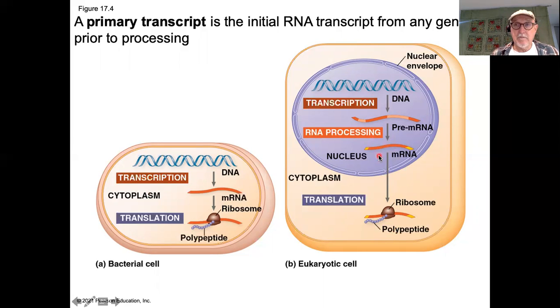So in the eukaryotes, we don't have this feature of ribosomes immediately grabbing hold of messenger RNA and starting translation. Instead, the entire messenger RNA strand has to be exported to the cytoplasm.